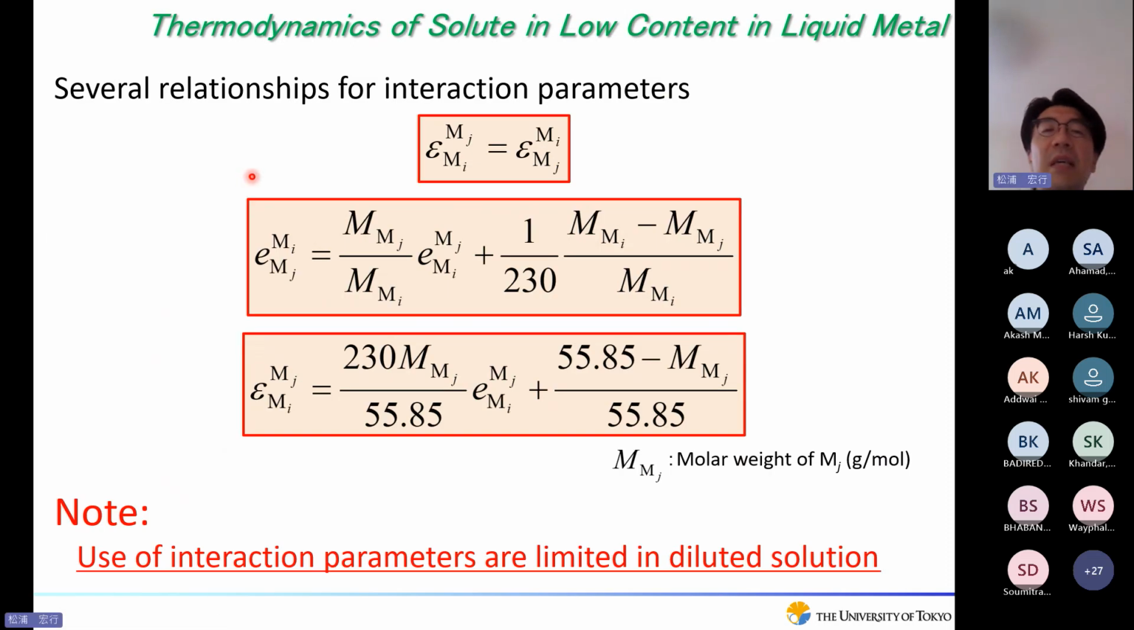You may see these relationships in the textbooks, so you may refer to them later on. You can convert any interaction parameters to others, or you can also find the relation between epsilon and e as well. But whenever you want to use these interaction parameters to estimate the activity coefficient, you have to be very careful that their use is limited to dilute solutions. If you want to apply them to relatively highly alloyed materials, you need to be careful.